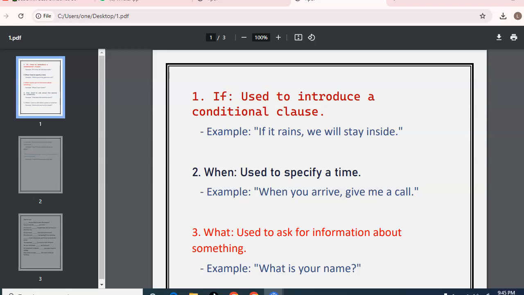Okay, so first we have if. Let's talk about this one first. We use if to introduce a condition or a possibility. For example, if it rains, we will stay inside. It means if rain is coming, then we will stay inside. Otherwise, we are not going to stay inside.